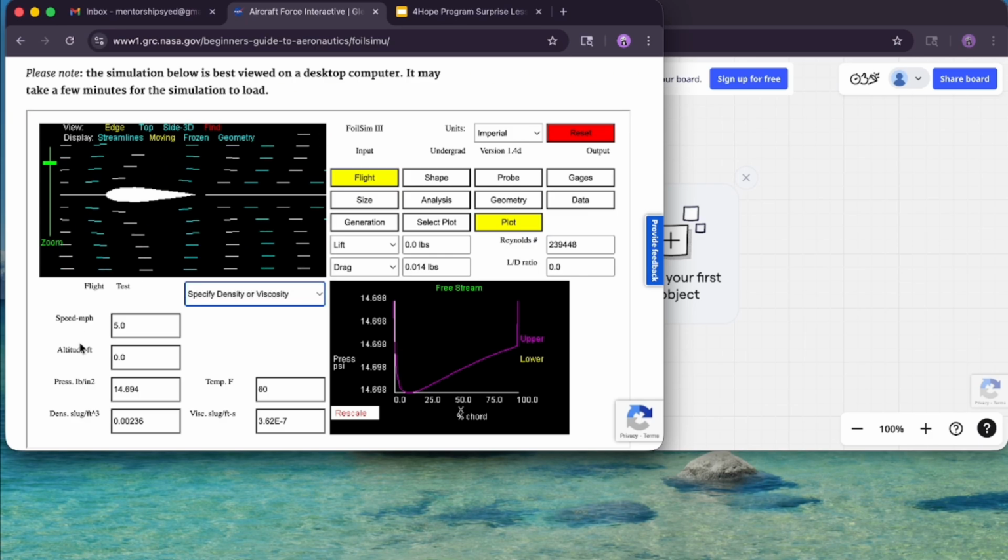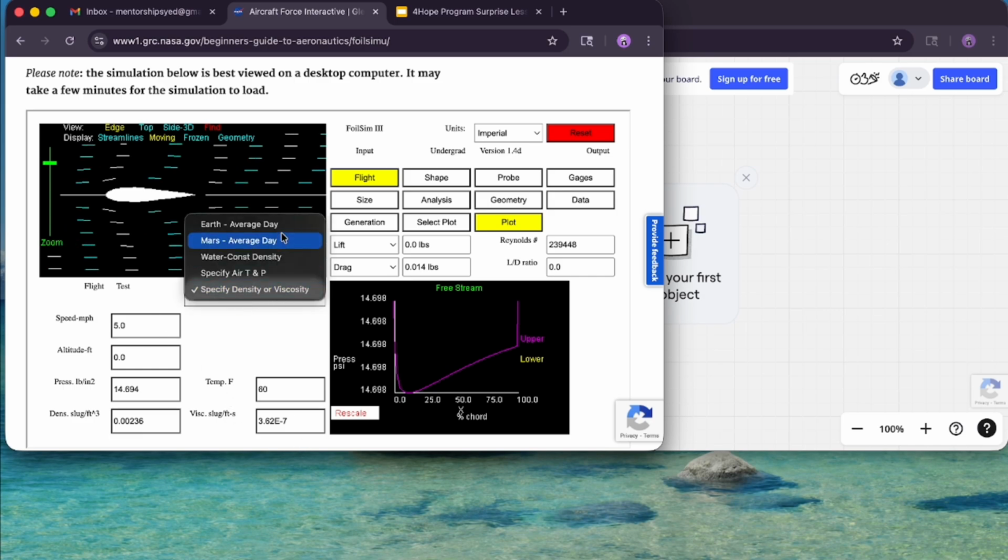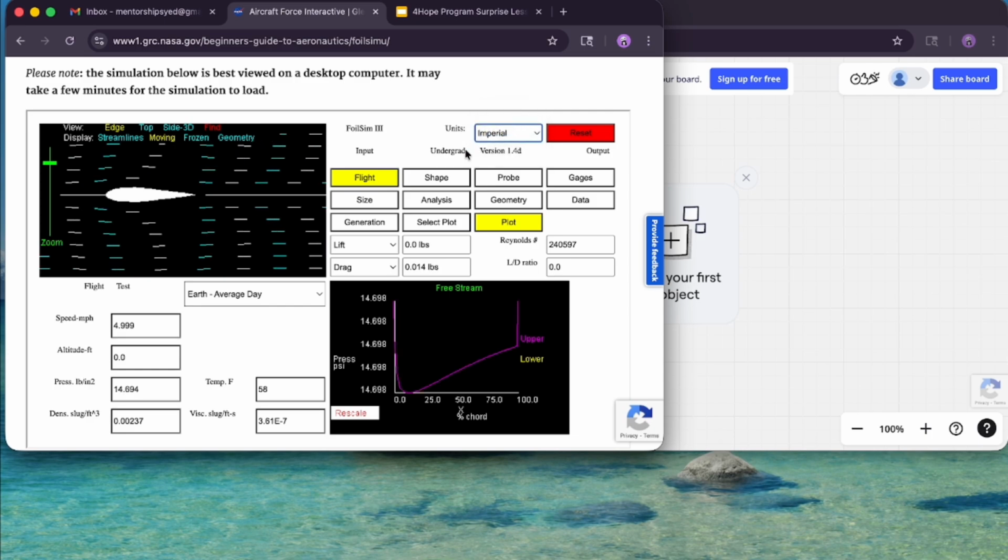And each time, the speed, altitude, pressure, density in slugs per foot cubed, temperature, and viscosity in slug feet per second are also shown within each of these parameters. So you can see that there is a slight change that occurs within all of these. We usually measure this stuff in metric or imperial units. In this case, we use imperial because that's what we do in physics.